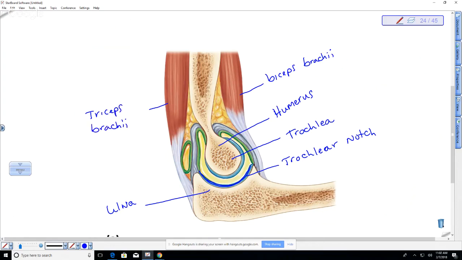And both of those have tendons that extend over the joint. Right? So this is a tendon, a tendon.